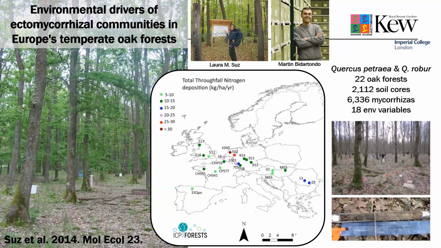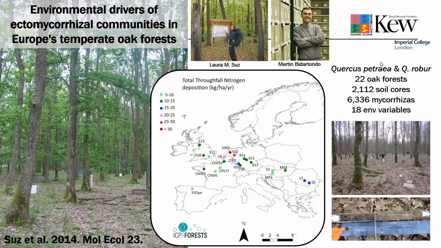So going back to this, we selected sites from a network of monitored sites because the idea was that we could have long-term environmental data, soil and air pollution data, and tree growth from these forests that we could link to the communities that we were looking at in the roots. So we did this across Europe, from Spain to Romania and the UK. And we tried to cover a large gradient of different environmental variables because we wanted to understand the main drivers of the diversity of fungi associated with the roots of oaks.